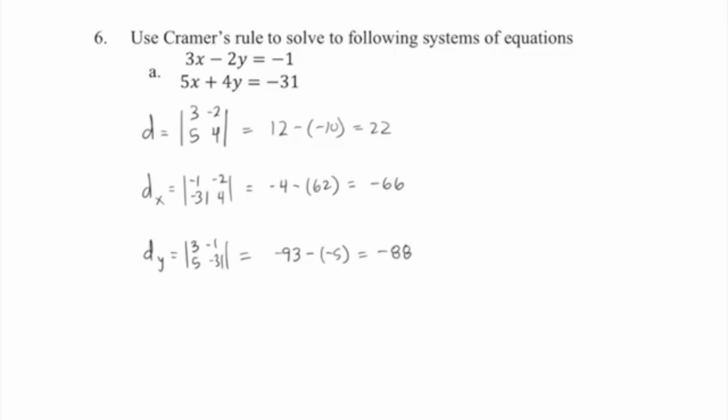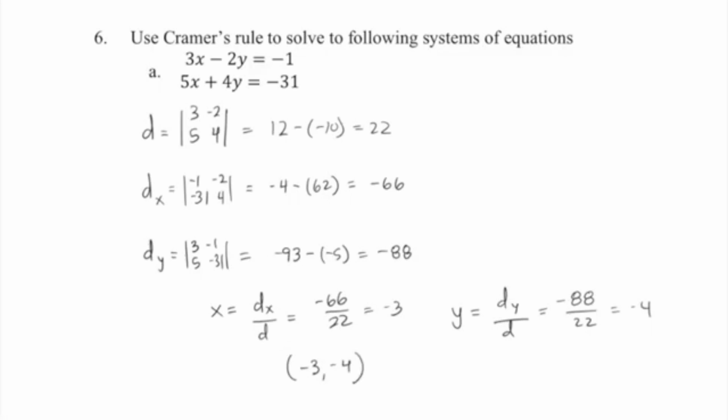Now Cramer's rule uses these determinants to say the value of x is the determinant D sub x divided by D. So that's -66 divided by 22, which is -3. And then y is equal to determinant D sub y divided by D, which is -88 divided by 22, which is -4. So our solution here is x equals -3 and y equals -4.